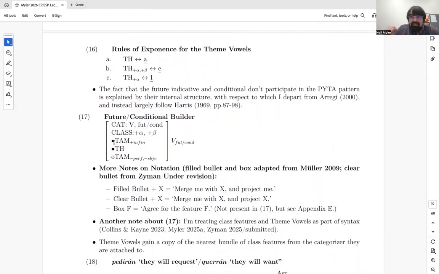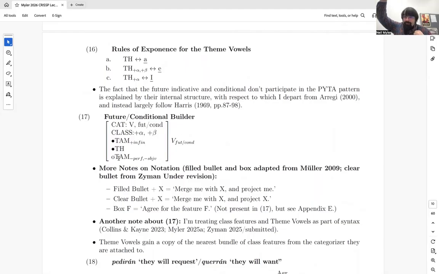Filled bullet X means merge me with X and project me, right? So it says, merge me with an infinitive and project me. And then it says, merge me with a theme vowel and project me. And then it says, clear bullet. Clear bullet X is a notation that I'm borrowing from Eric Siemens' work, which means merge me with X and project X. So you can use this for adjunction. Here, there's a sort of mutual selection that's happening, and I'll talk a little bit more about that in a second. But basically what this is going to do is merge with the infinitive and project itself, and merge with the theme vowel and project itself.